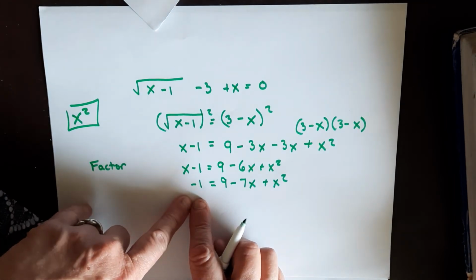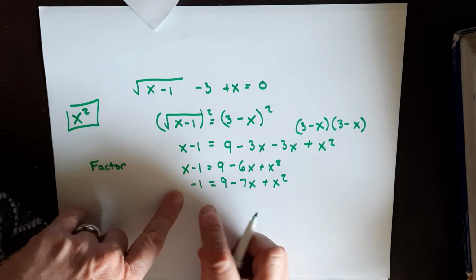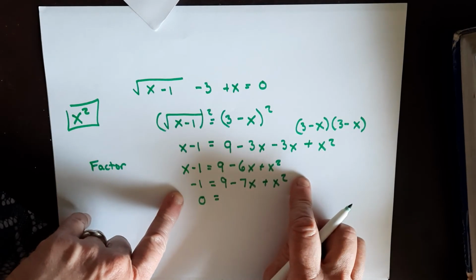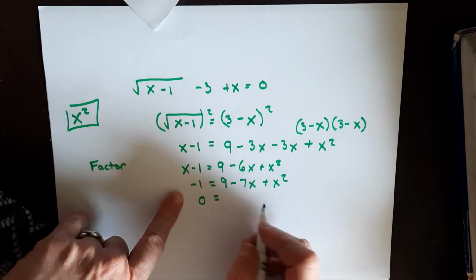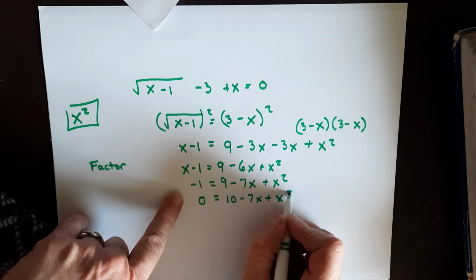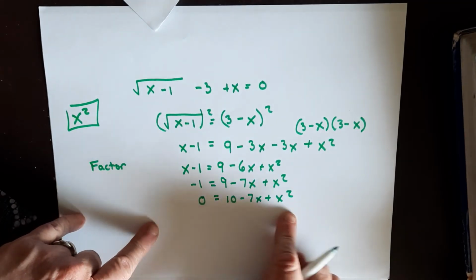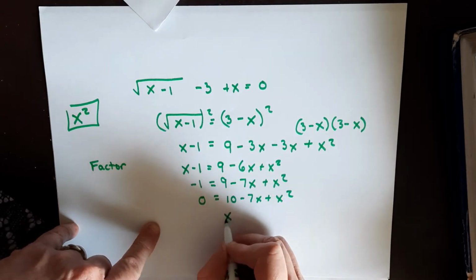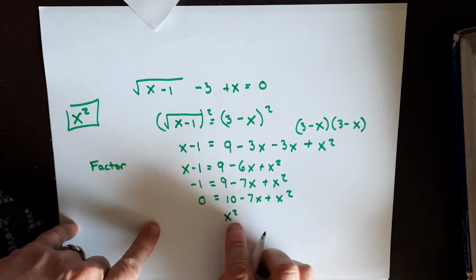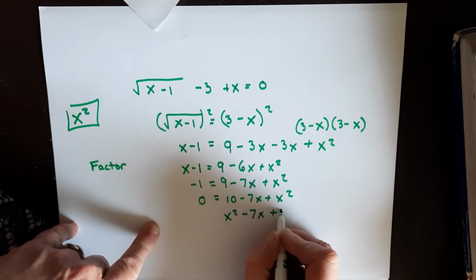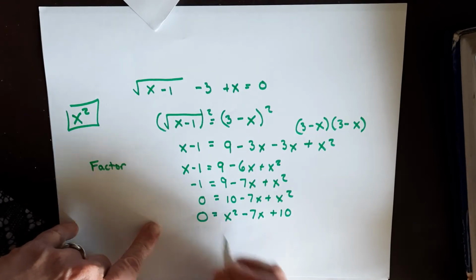This doesn't equal 0 yet, so in order to make this side equal 0, we need to add a 1. And if we add a 1 to this side, we need to add a 1 to this side. 9 plus 1 would be 10. So we have 10 minus 7x plus x squared. However, that's not the typical form that we see when we want to factor. We usually see the x squared first. So we're going to switch it around and say x squared minus 7x plus 10 equals 0.